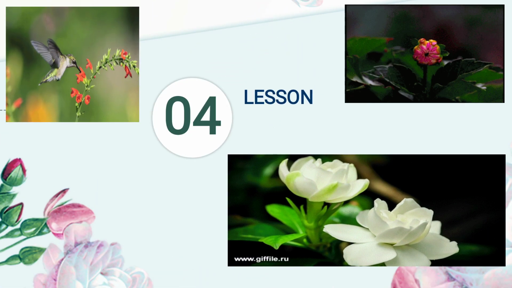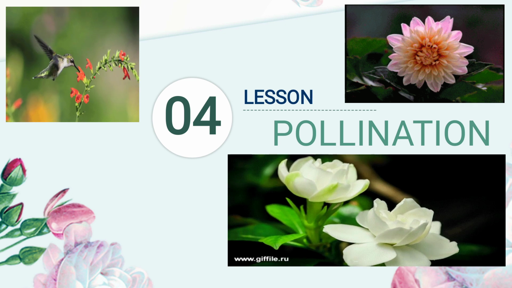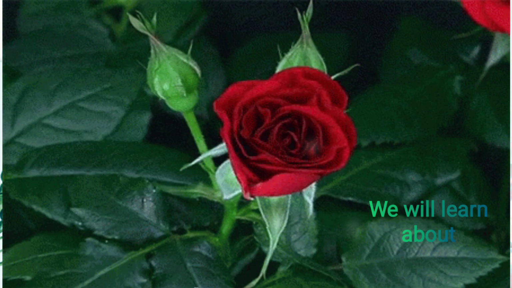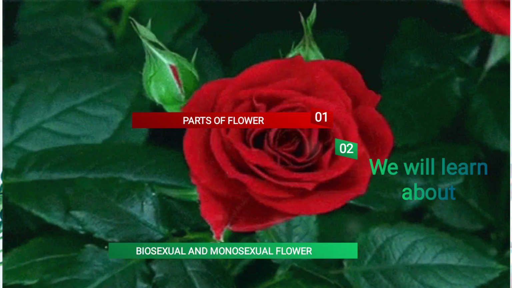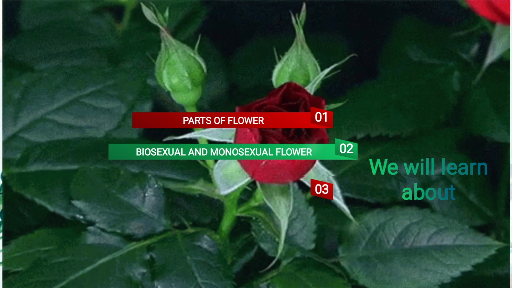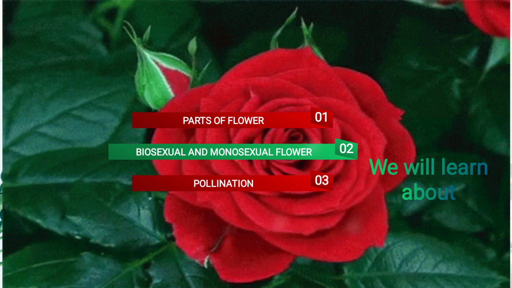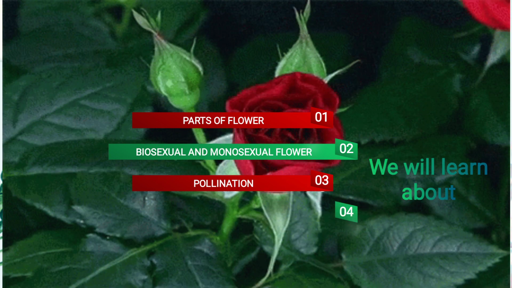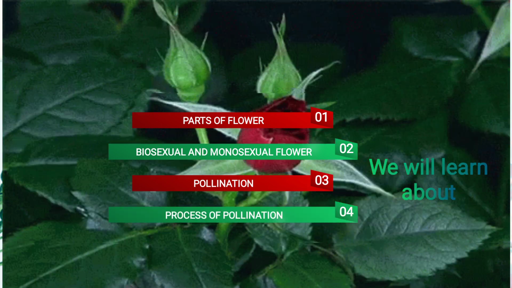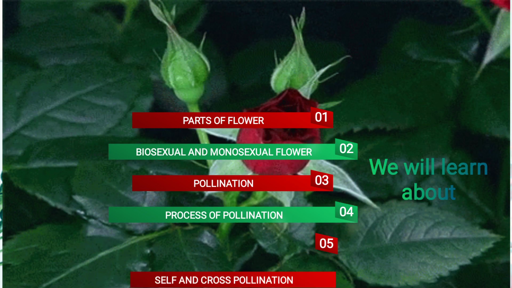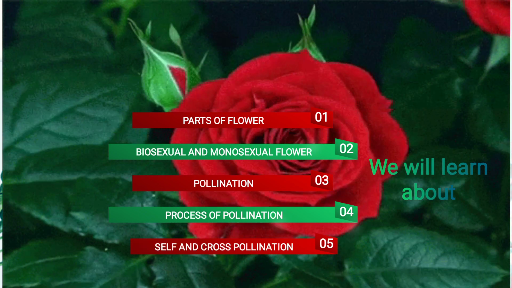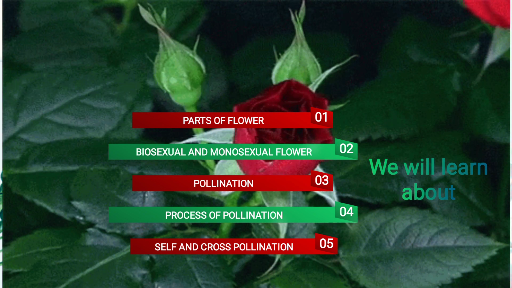So today we'll learn lesson 4, pollination, which is the last chapter of our quarterly portion. In this presentation we will learn about parts of a flower, different types of flower, that is bisexual and unisexual flower. Next we'll learn about pollination, then the process of pollination, and at the last we will learn types of pollination, that is self and cross pollination.